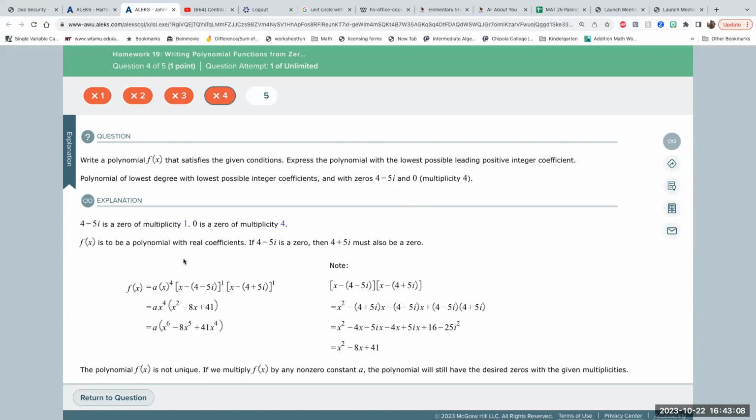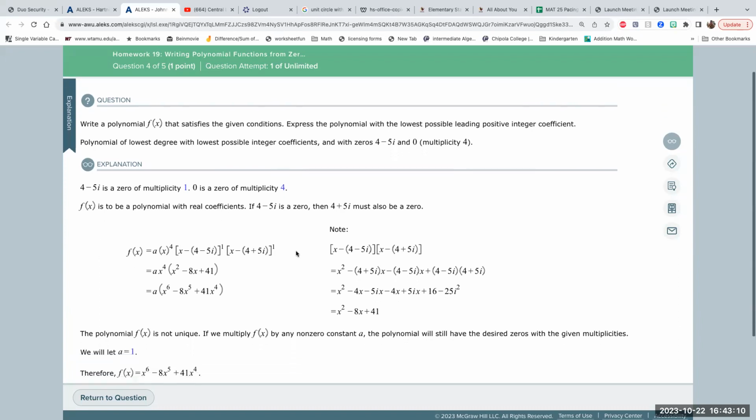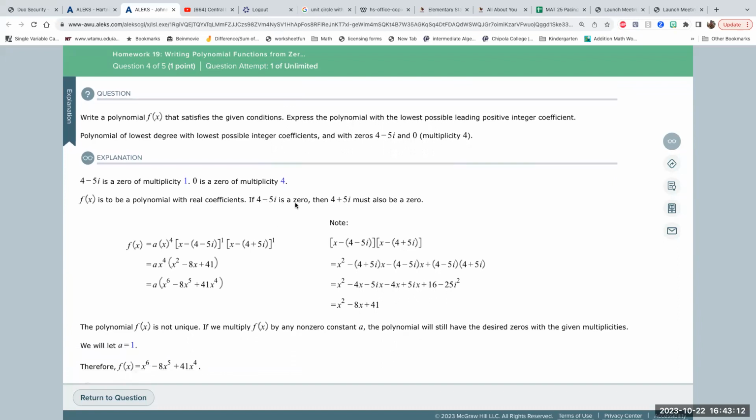All right. So just like I said, you have 4 minus 5i is a 0. So that means that 4 plus 5i is a 0, right? So that's where that comes from, 4 minus 5i, and then 4 plus 5i. All right, so that's where those two come from, right there and there.